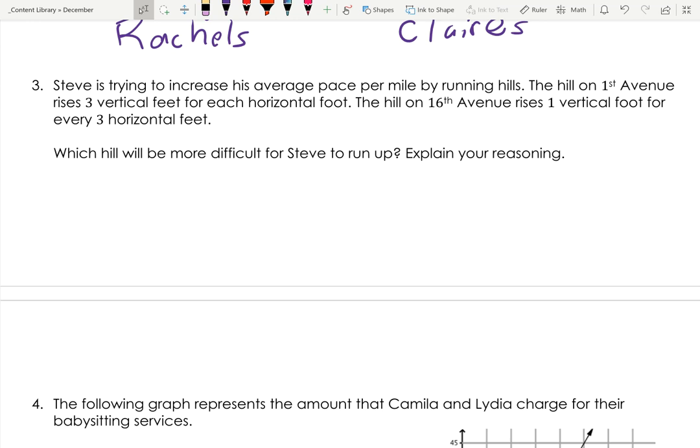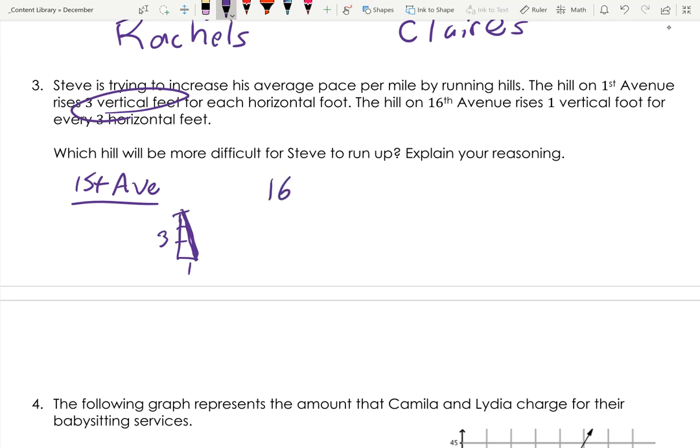So the first hill, First Avenue, right? Let's talk about First Avenue. First Avenue is rising 3 vertical feet, so going up 3 vertical feet for each horizontal foot. So for each foot, 1 foot horizontally, that's 1, that's 3. So essentially going up 3 as you go over 1, right? So its steepness would be something like this line.